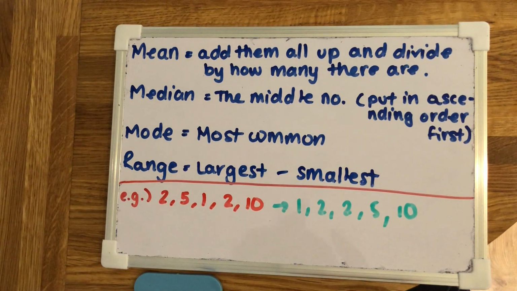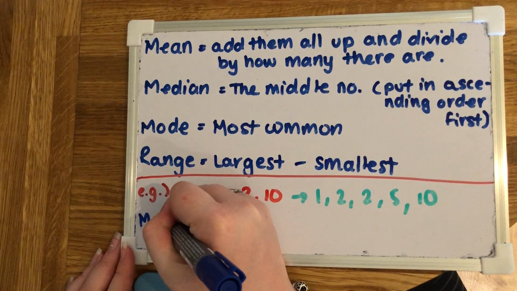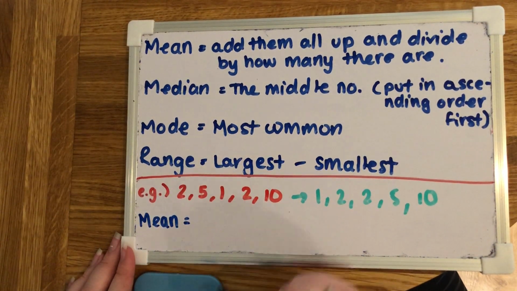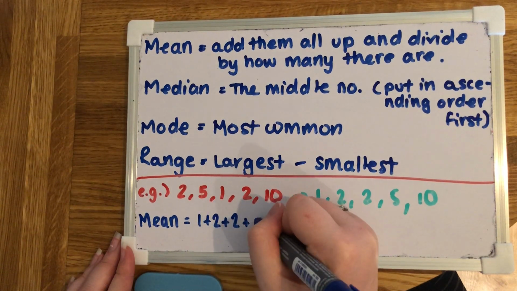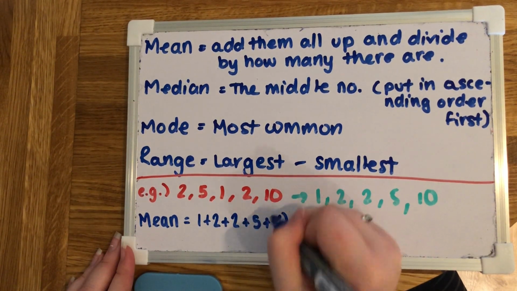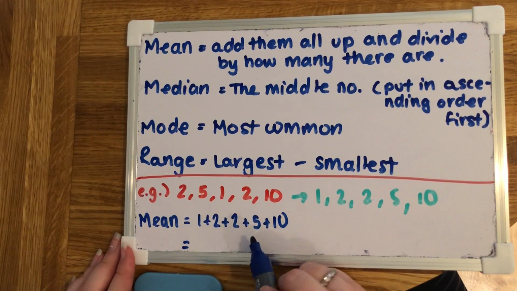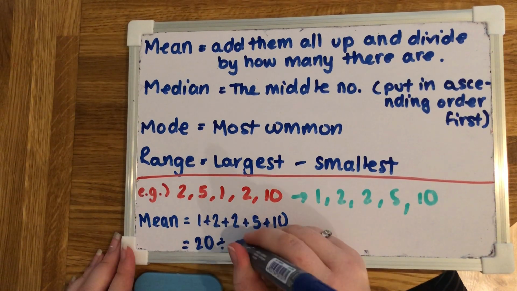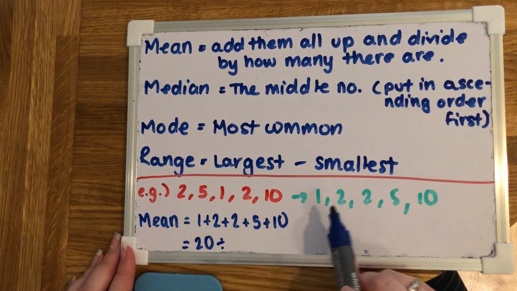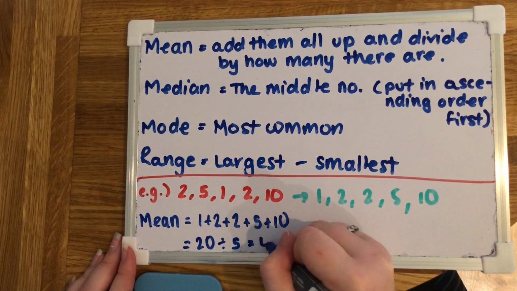Okay, so if we start with the mean first. So the mean is we're going to add them up. Which is 5, 10, that'll be 20. And then we divide that by the number of numbers that there are. So there's 1, 2, 3, 4, 5 numbers. So the mean is 4.